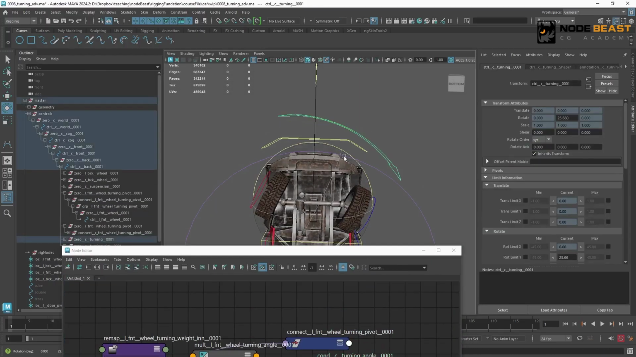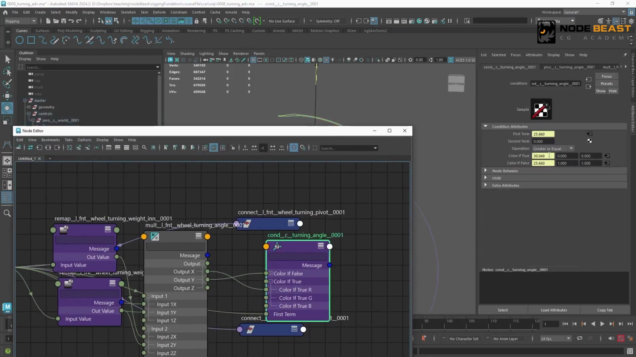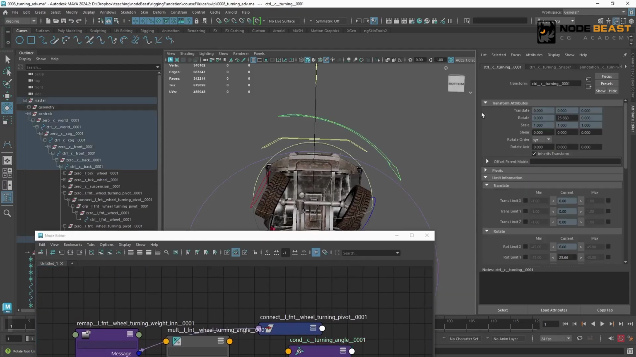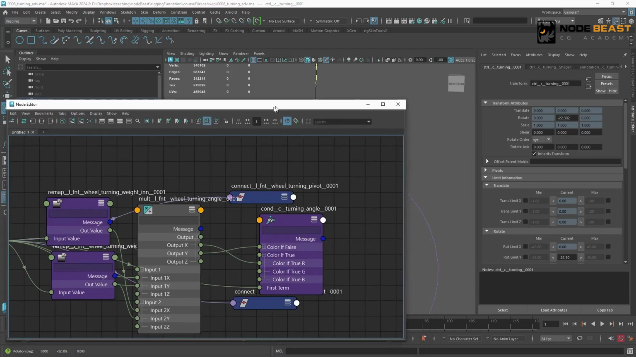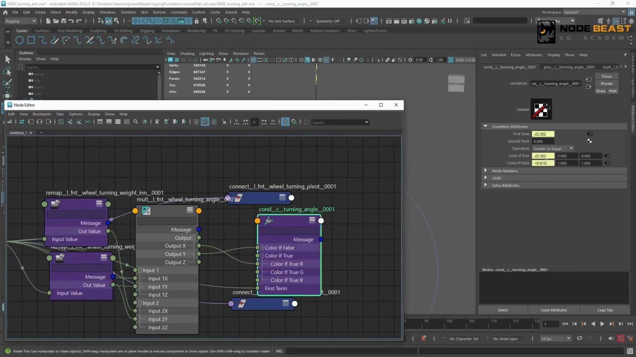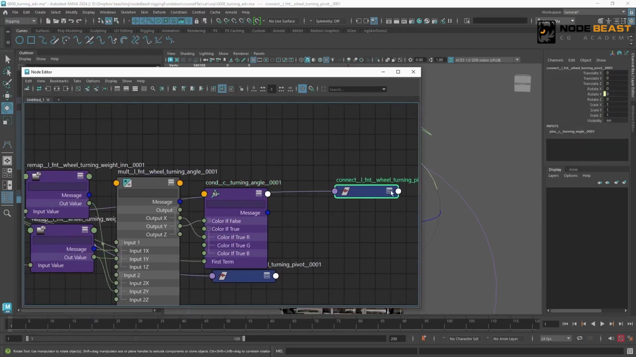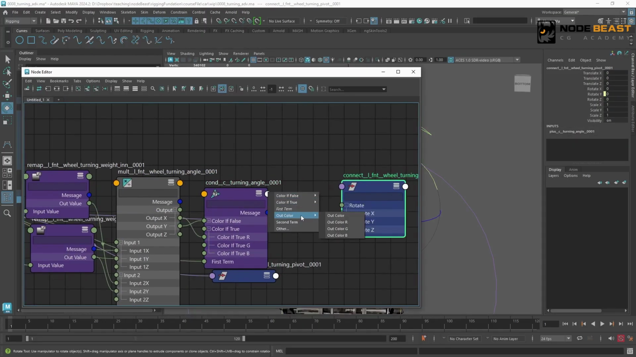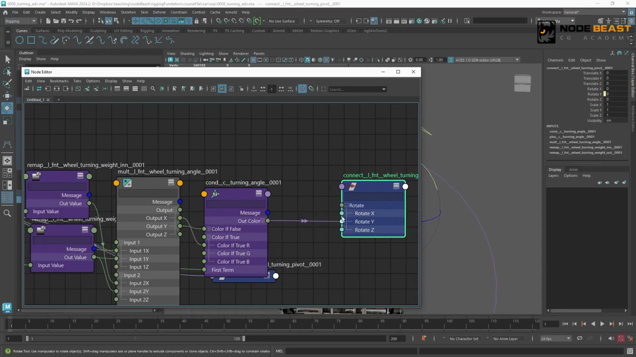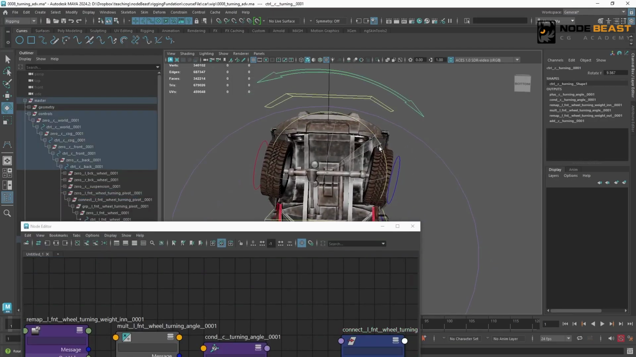This way, look, when we turn to the left, it will take this value of 30.49. It will be slightly larger than the car body's rotation of 25 degrees. And when we rotate in the other direction, it will take this negative 19.815 value. It will be slightly smaller than the base negative 22 degrees. Let's connect this result to the connect group. Its out color R connected to rotate Y. This way, let's take a look. There will be a slight difference, not too obvious.